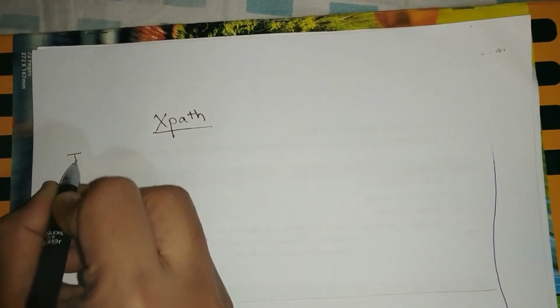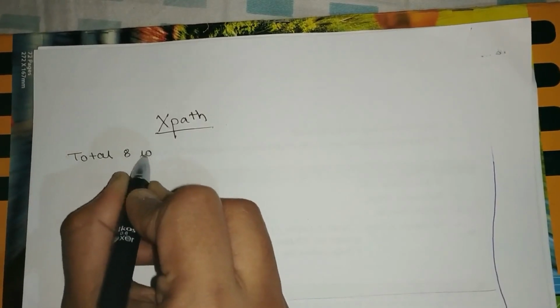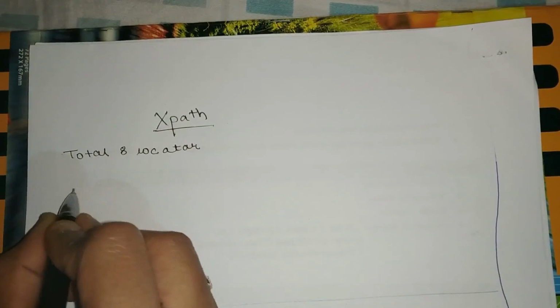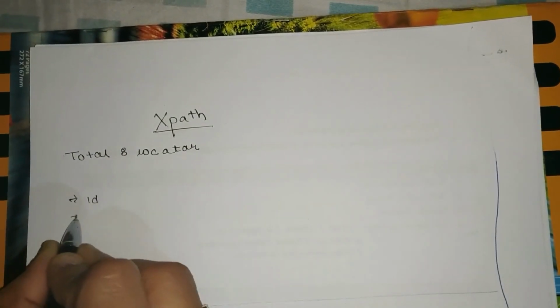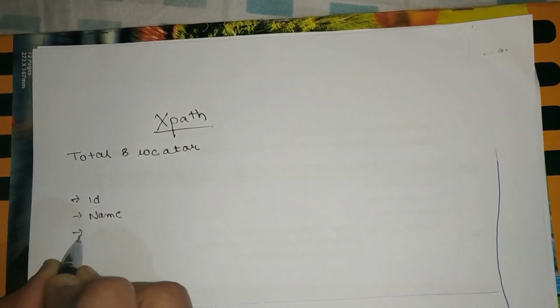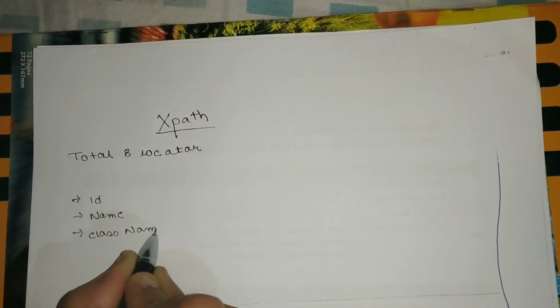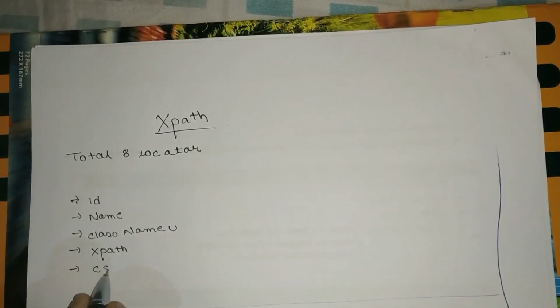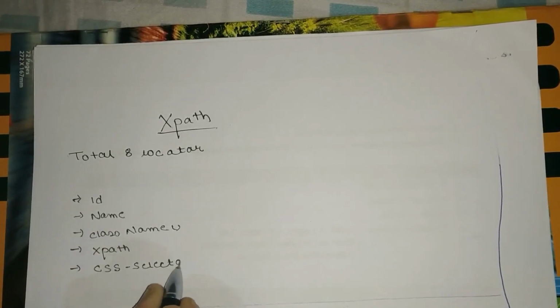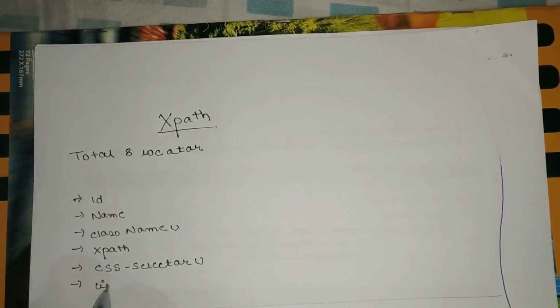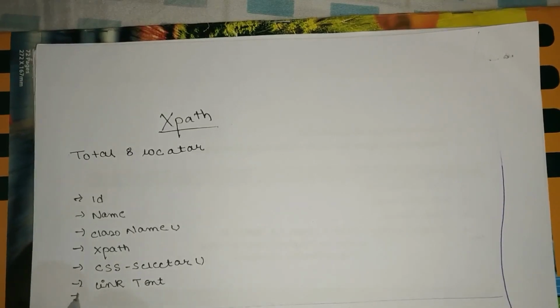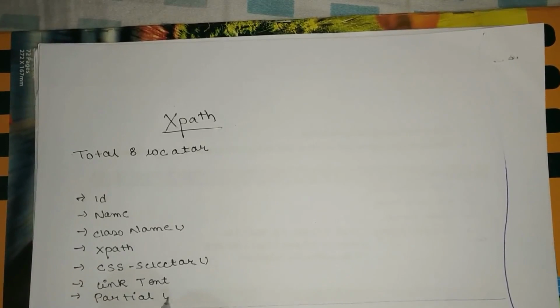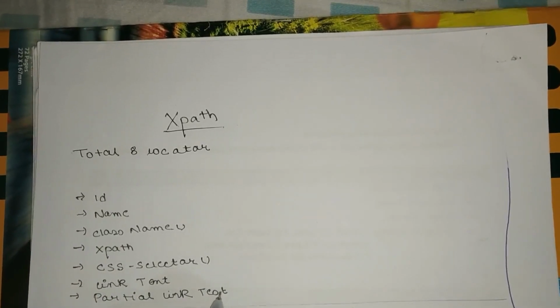So we can get the XPath first using a locator, okay? So a total of 8 locators are there. What are the 8 locators? ID, name, class name, XPath, CSS selector, link text, partial link text, and tag name.